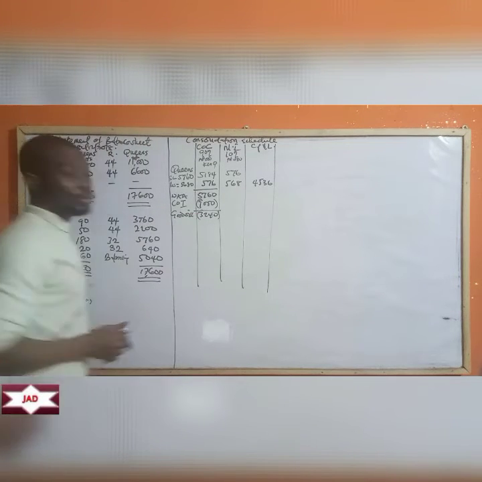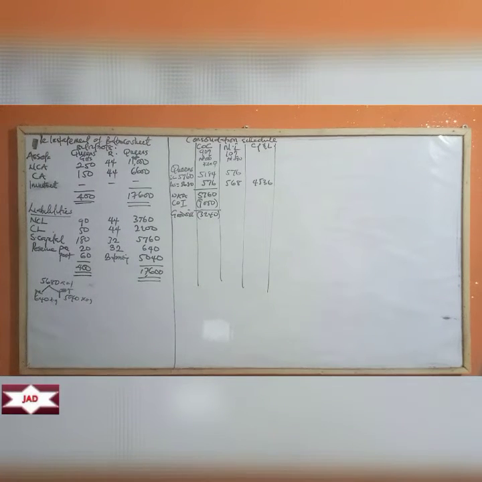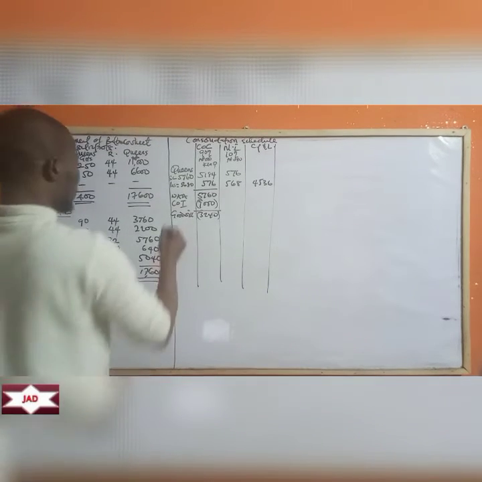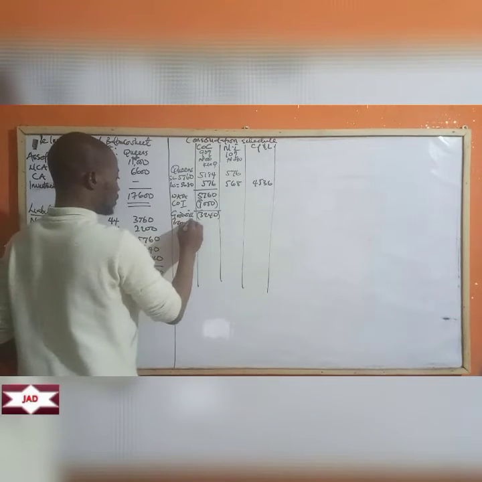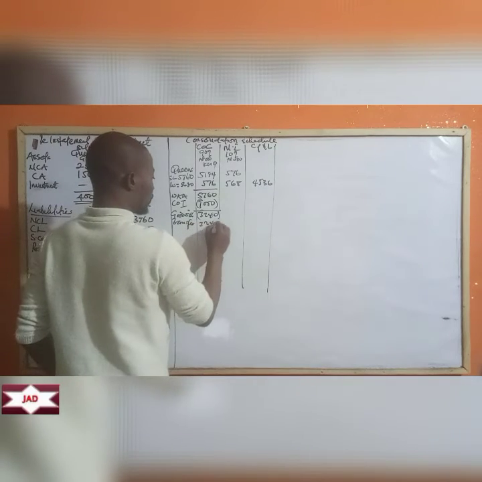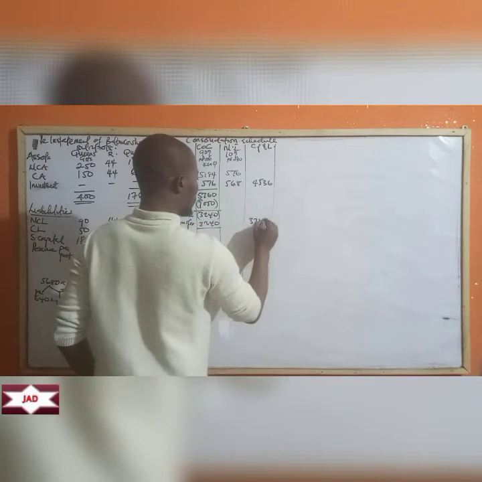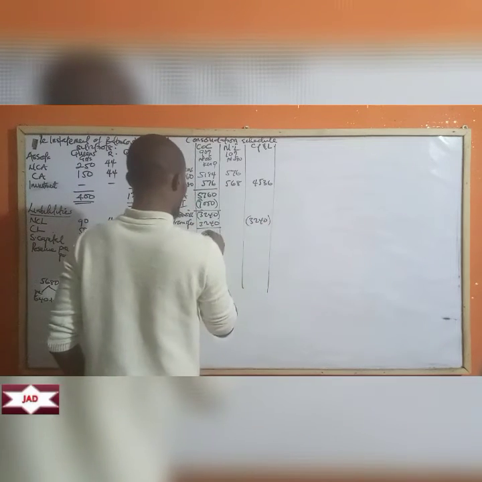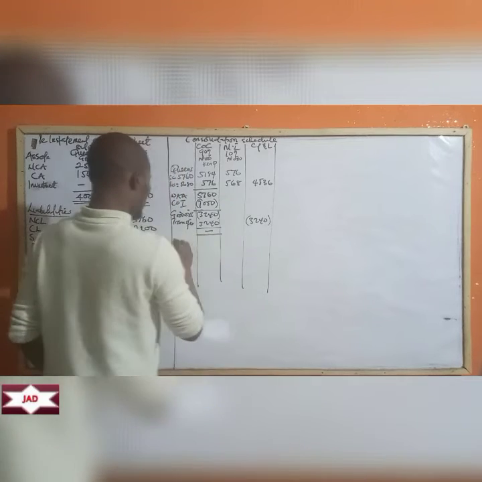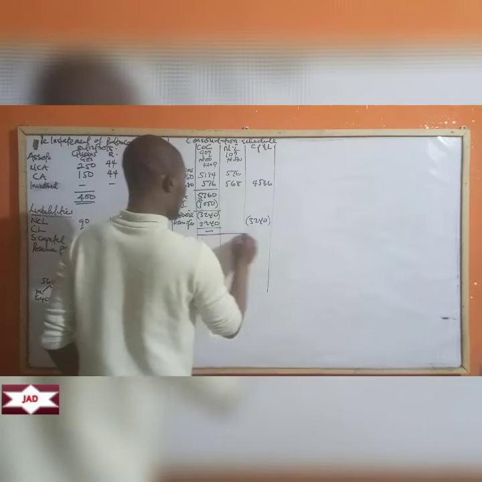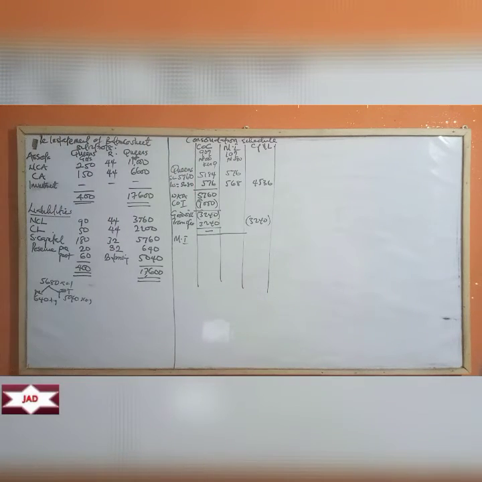It says we should transfer it immediately to the reserve according to policy. So we transfer 3,240, which is negative here. We have minority interests: 576 plus 568, which is 1,144.